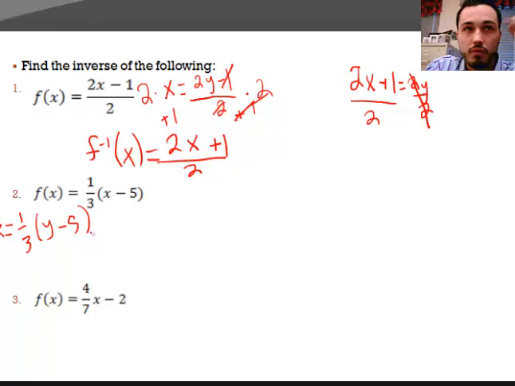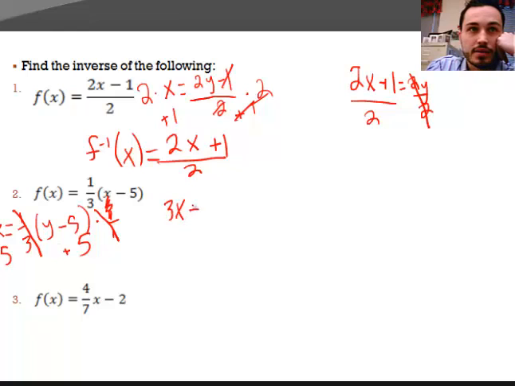So now we multiply by that reciprocal. So I multiply both sides times 3 over 1, which is just multiplying by 3, really. Okay, so I've got 3x equals y minus 5. So add 5 to both sides, and now I've got 3x plus 5 equals y. Well, that was my answer then, so yeah, that's it. You could just say f inverse of x equals that.